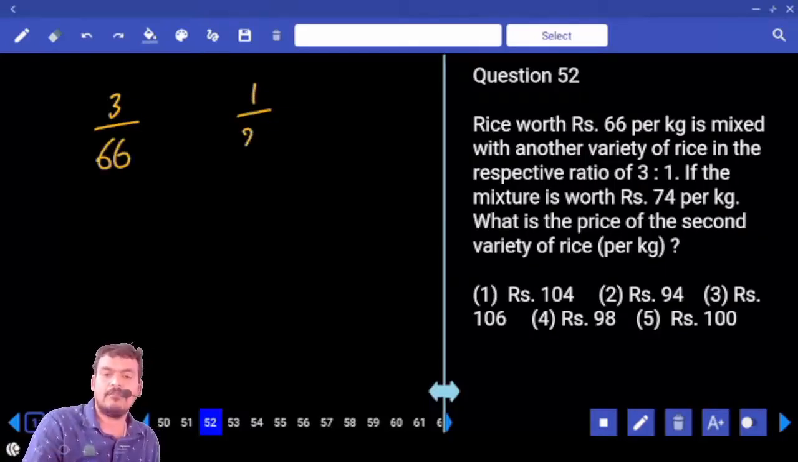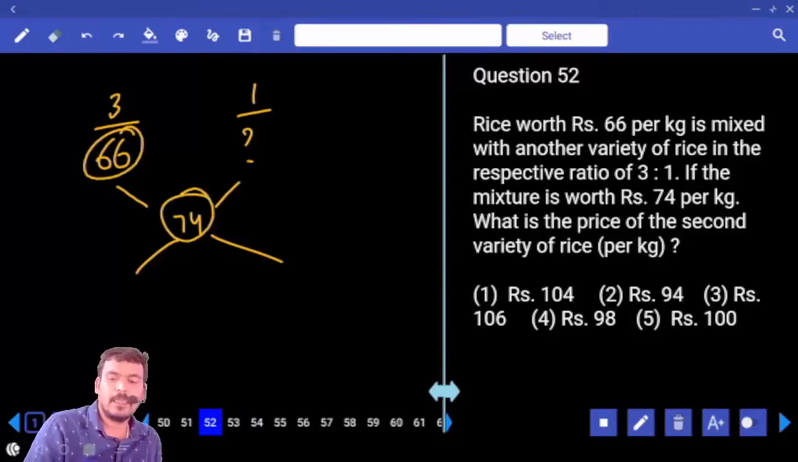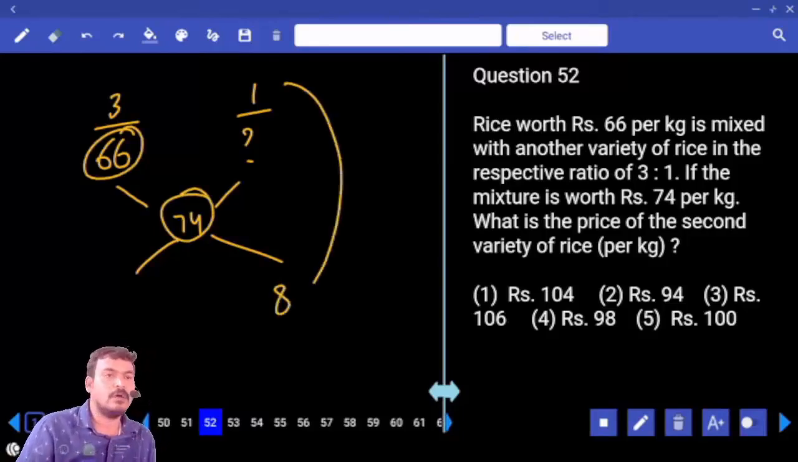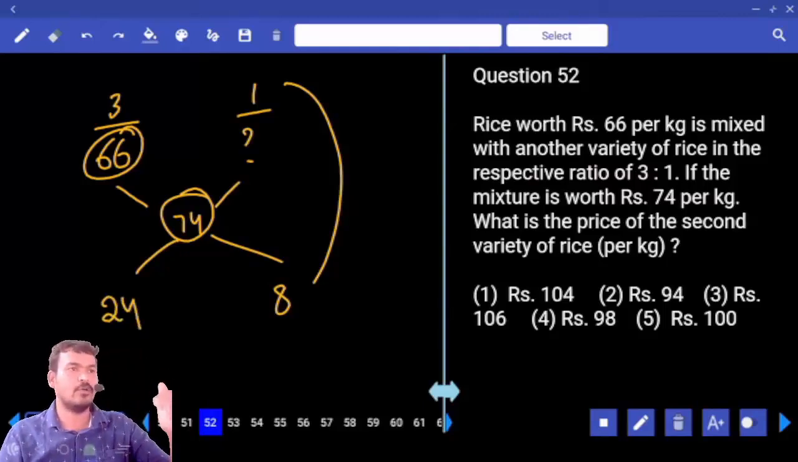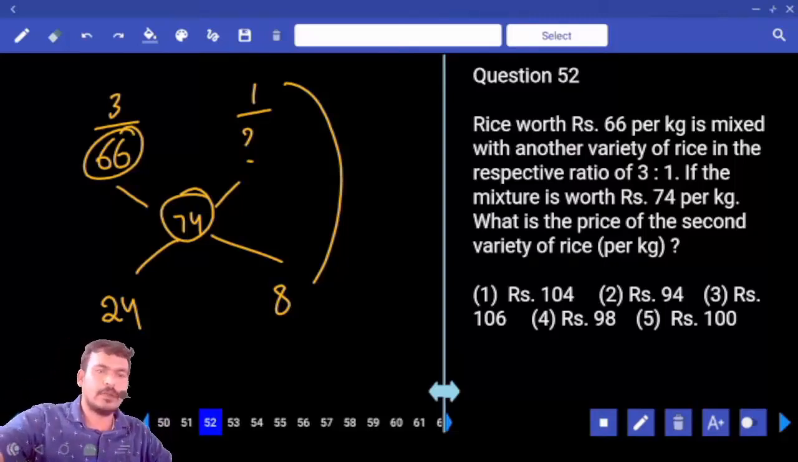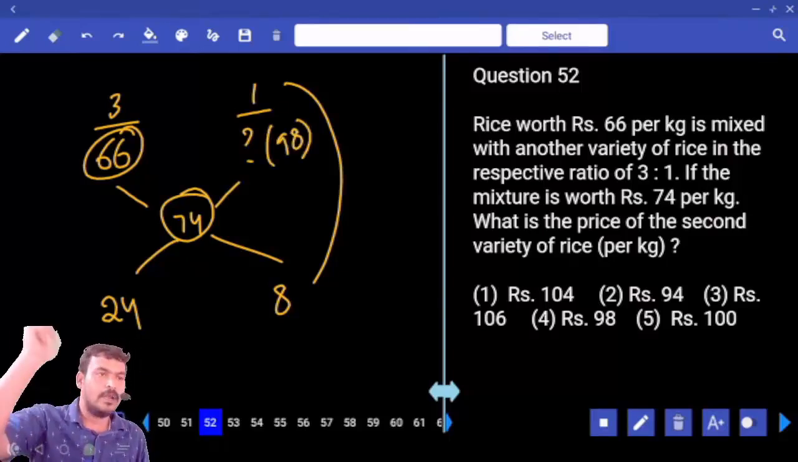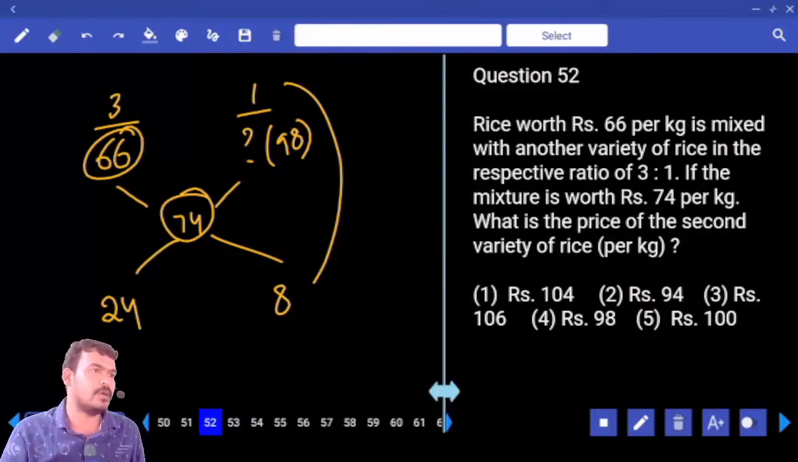66. We required the second one per kg value or not? But the mixture per kg is given how much? 74. Okay. By using alligation, 66 and 74 difference is 8. 1 part value 8. Right hand side 8 means left hand side 24. Already compared to the mean value, 1 is less, so definitely the other one is more or not? Then the question mark must be 98 or not? 1 part 8 means 3 parts are 24.